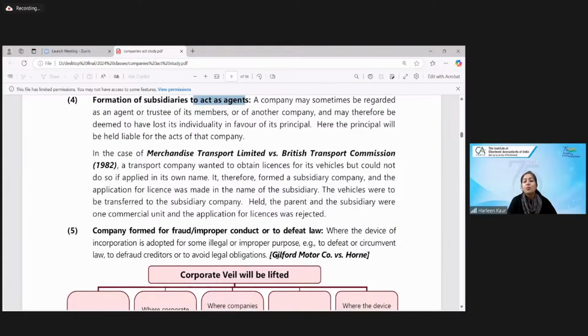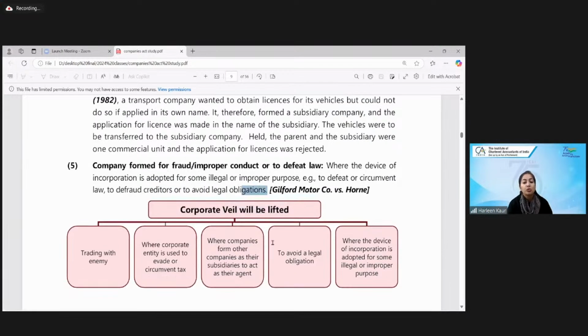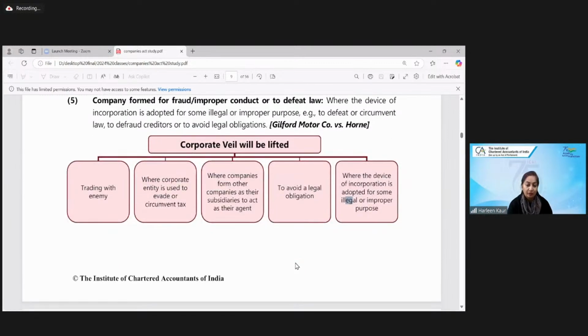And the last one is the most interesting, Guilford Motor Company versus Horn. Now, they have not given you the explanation for this case, but I'm going to explain it to you. It says if any company is formed for an illegal or improper purpose, for example, to defraud the creditors or avoid a legal obligation, then also the corporate veil is lifted. So if you're trading with your enemy, trying to circumvent, means trying to avoid taxes, making subsidiaries to act as your agents, avoiding legal obligations, or where the company is adopted for any illegal activities, then also the corporate veil is lifted.